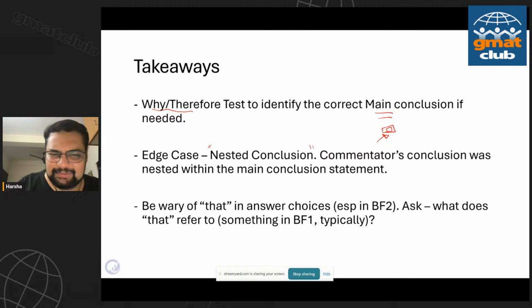The commentator's conclusion was nested. Now, this is something I hope some of us have learned. Whenever you see that word, especially in boldface 2, the second part of your statement, let your radar really awaken. You have to ask the question, what is that referring to? If you have the discipline to ask this question always, you won't fall for any of those silly mistakes here.